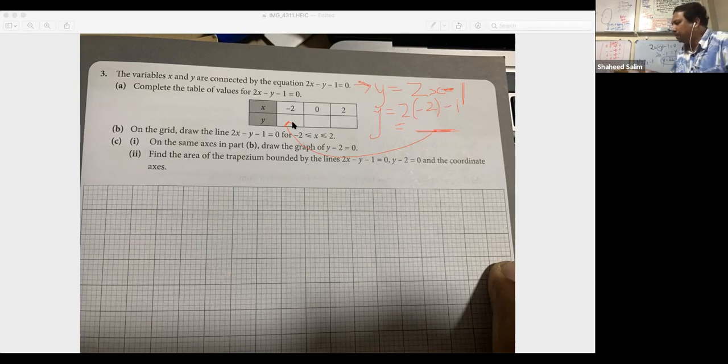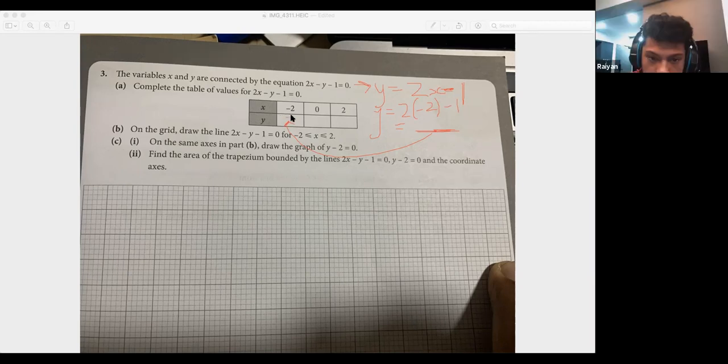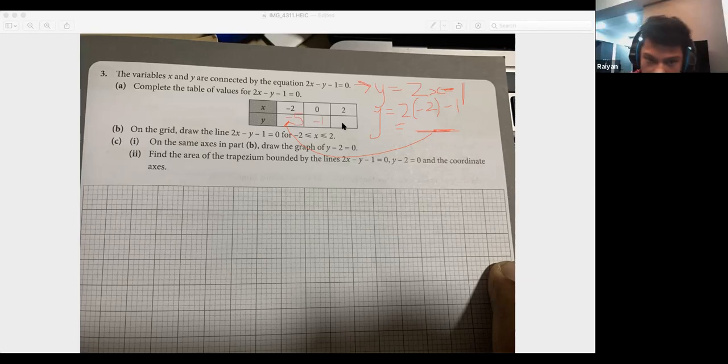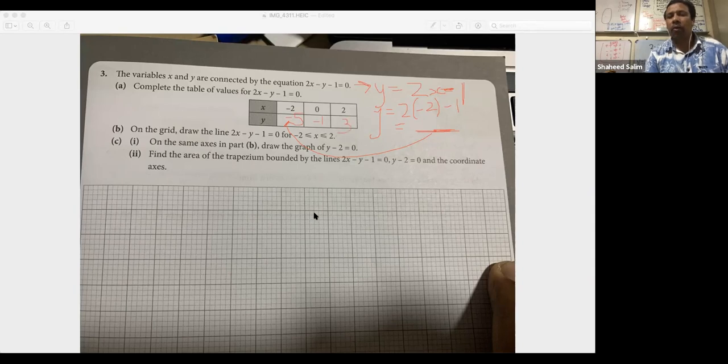Okay, what's your value down here? Tell me what's the value down here. Minus how much? Ryan, -5. Do you get -5 here? Next one, Ryan, what's your answer? -1. -1, good. The next one? 3. 3, good. Okay, so all you need to do now, you go to your graph paper here.